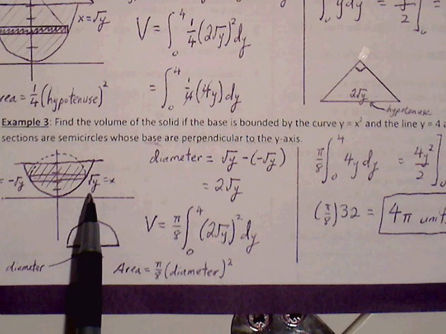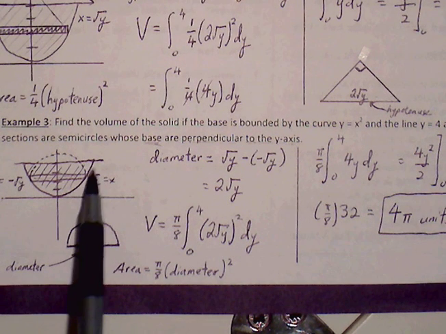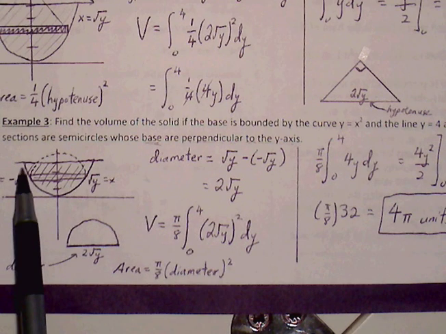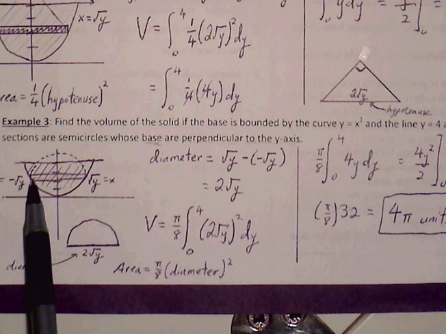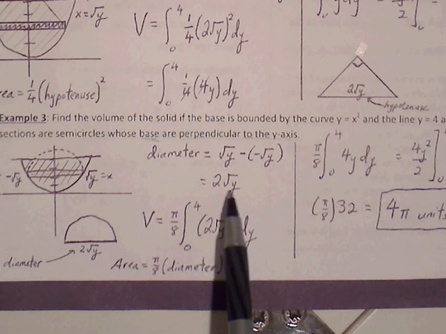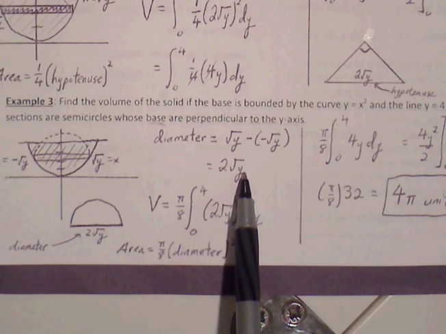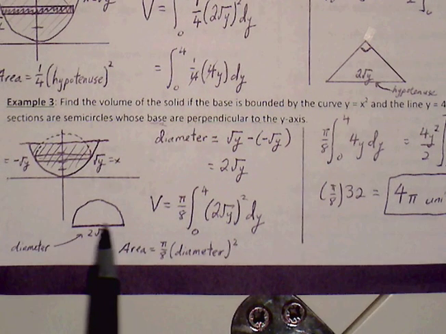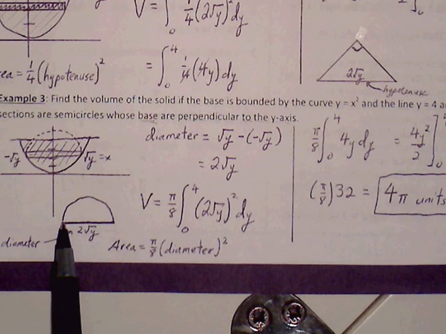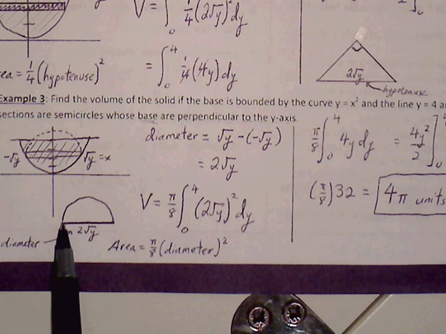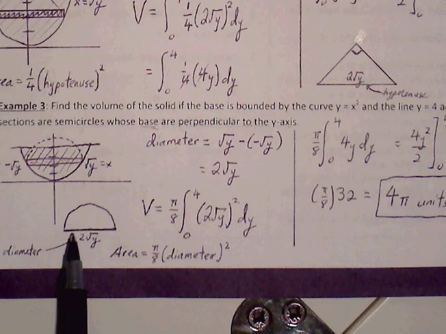This is the same equation, so we can again solve for x. So this right curve is root y. This left curve is negative root y. We do right minus left, root y minus negative root y, and we're going to get 2 root y. Now, if you look at the semicircle, this base represents the diameter. So we can adjust the formula for area of a semicircle to that of using a diameter. So I adjusted the formula up here.